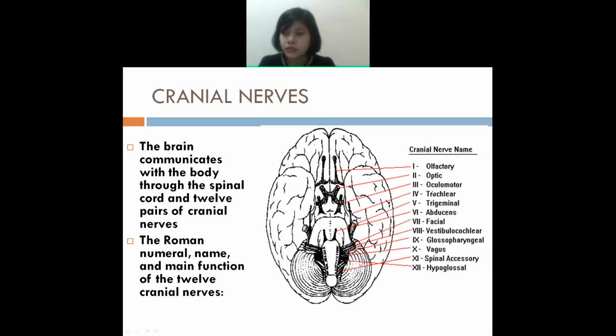If you won't write serial-wise, it will be incorrect. So you have to memorize it serial-wise, sequence-wise, in an organized manner, and you have to write in Roman numbers. So the first cranial nerve, what will you define? Olfactory nerves. The next is optic nerves. The third is oculomotor nerves. The fourth is trochlear nerves. The fifth is trigeminal nerves. The sixth is abducens nerves. The seventh is facial nerves. The eighth is vestibulocochlear nerves. The ninth is glossopharyngeal. The 10th is vagus nerves. 11th is spinal accessory, and the 12th is hypoglossal nerves. So these are the names of the 12 pairs of cranial nerves.